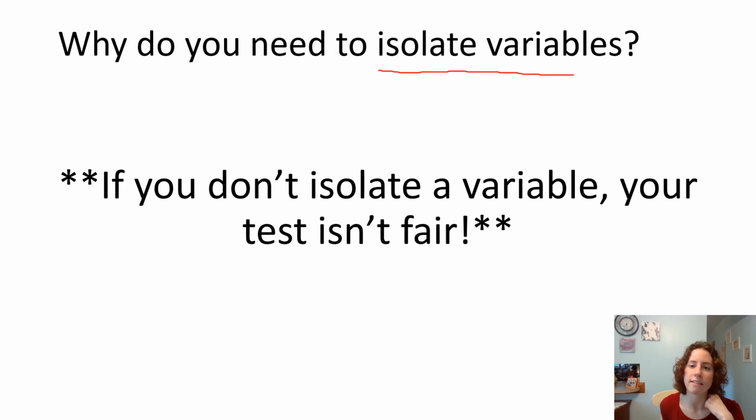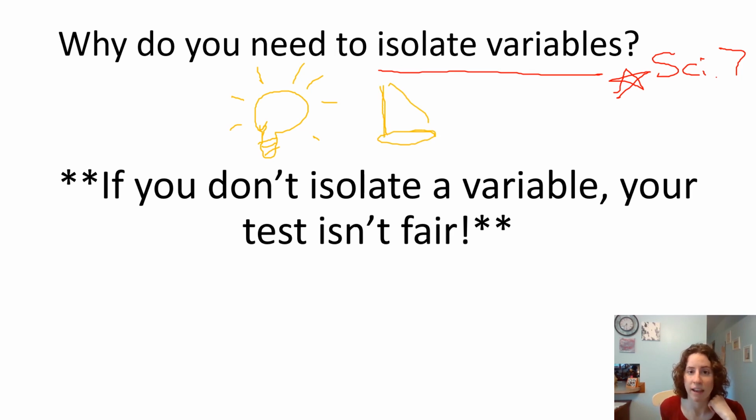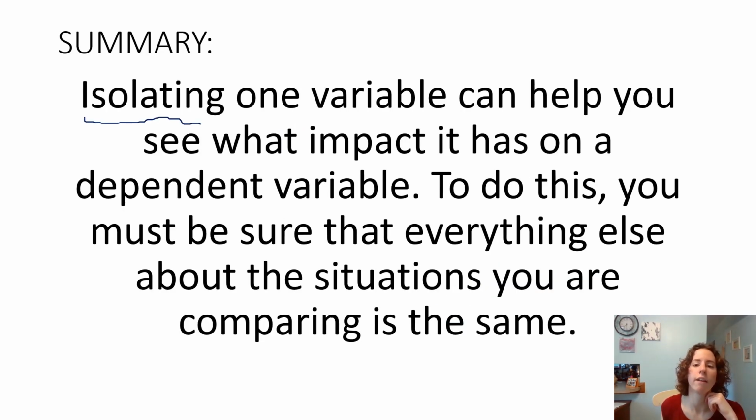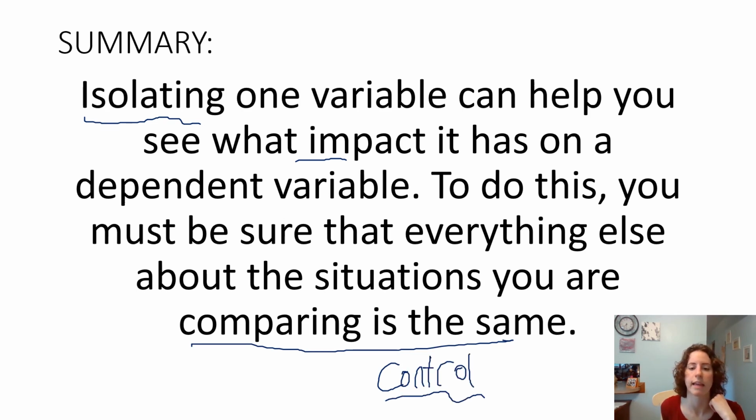Okay, so why do you need to isolate variables again? This is Science 7. I separated it out to make it its own thing just because it's that important. If you only change one variable at a time, you can actually make a conclusion about what it did. If you don't isolate a variable, it's not fair. So, in summary, isolating one variable can help you see what impact it has on a dependent variable. To do this, you have to make sure that everything else about the situations that you're comparing is the same. In other words, you control all the other variables, the things that can change, and you keep them the same.